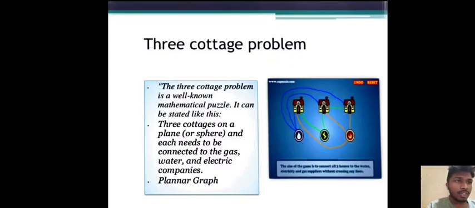As I have shown in this figure, we can see properly that no two lines are crossing each other, and they are arranged in a proper way so that all three are supplied to the three houses.